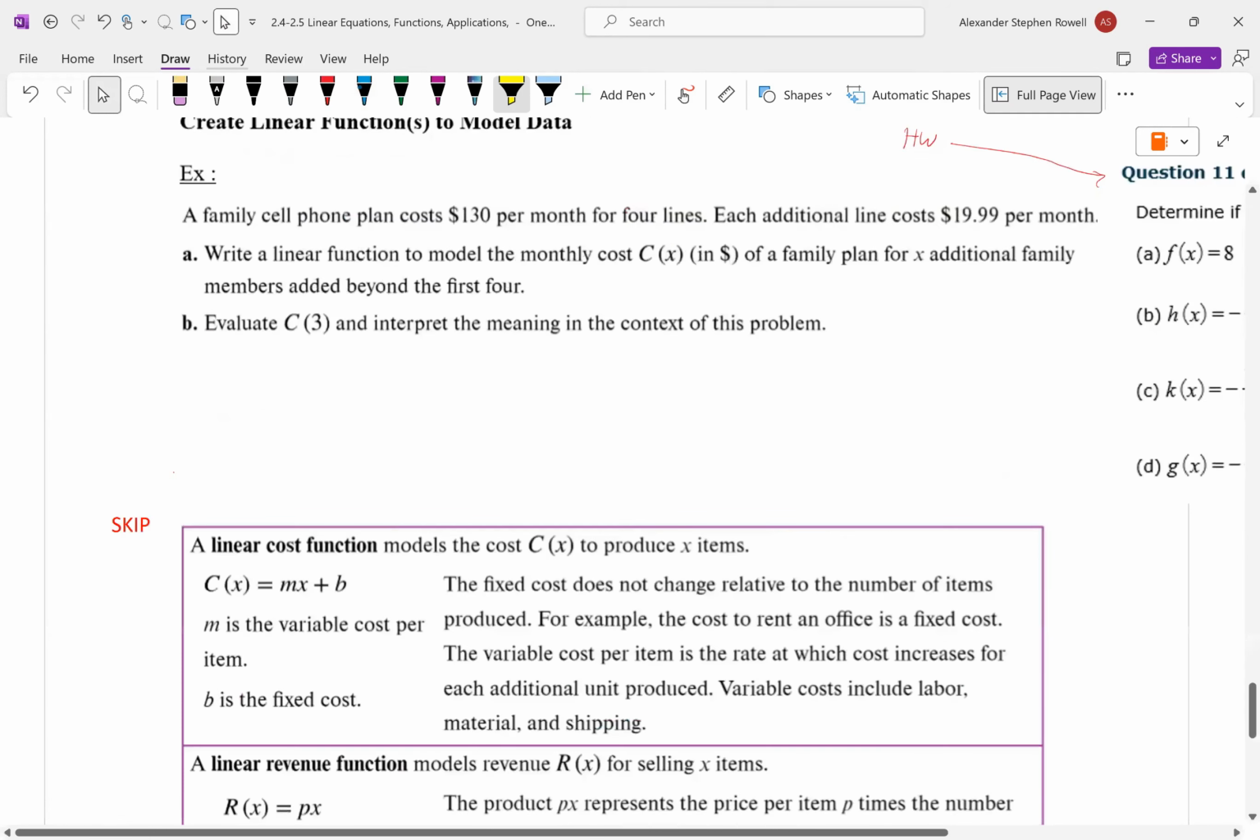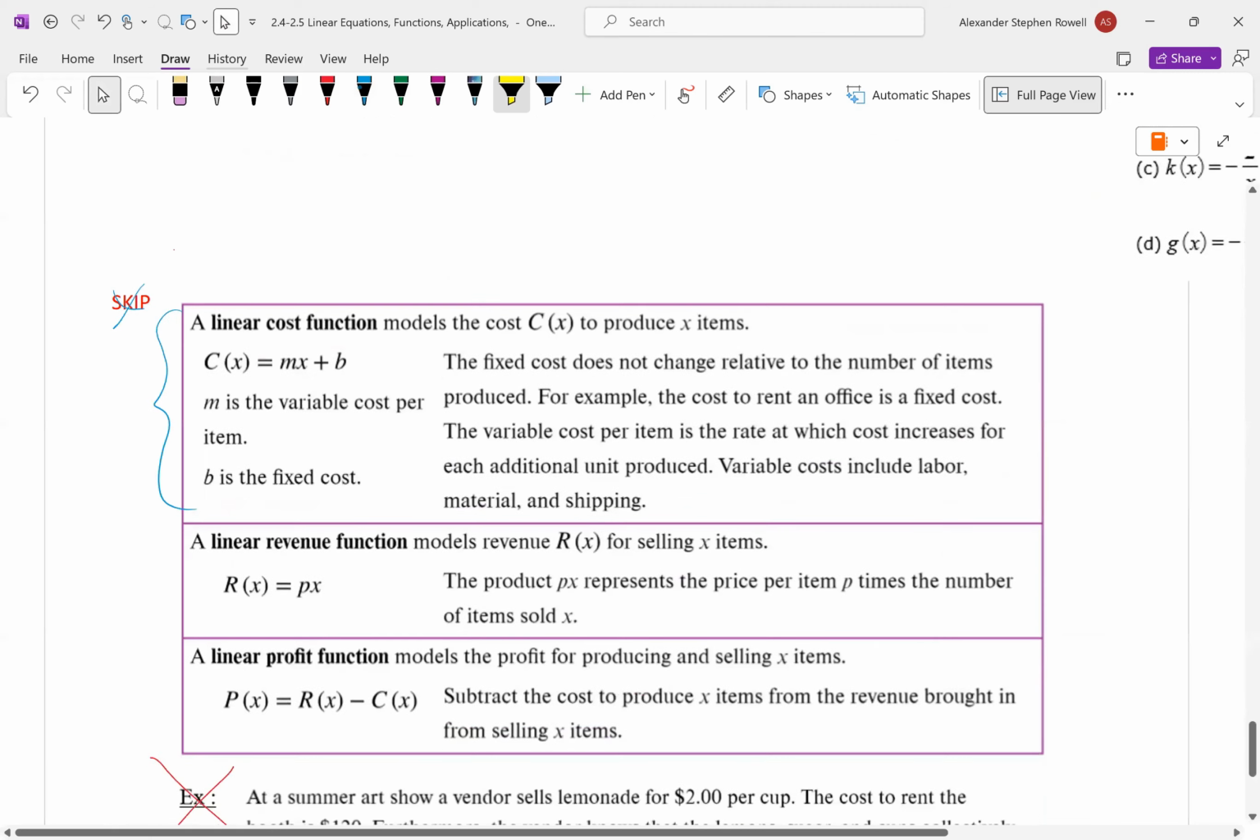All right, next we'd like to create a linear function to model data. So I did write skip, but actually this will be useful. We should skip this portion. You won't be asked questions on the revenue cost functions.